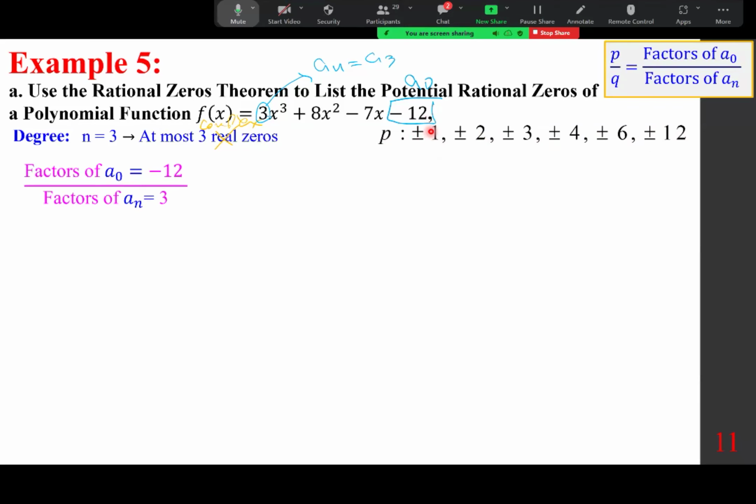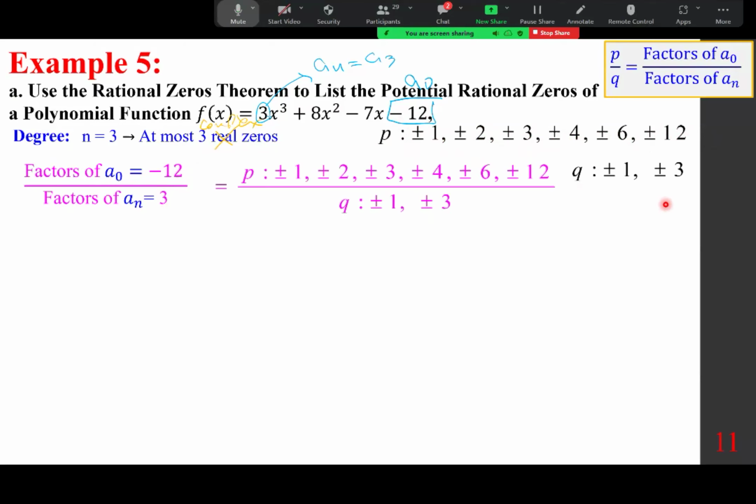You always have plus minus 1. Plus minus 2 because it's divisible by 2. Plus minus 3 divisible by 3. Plus minus 4, 12 or minus 12 is divisible by 4. Plus minus 6 divisible by that. Always you have this number and the number itself. For this one, plus minus 1, plus minus 3. So divide this by this. That's it.